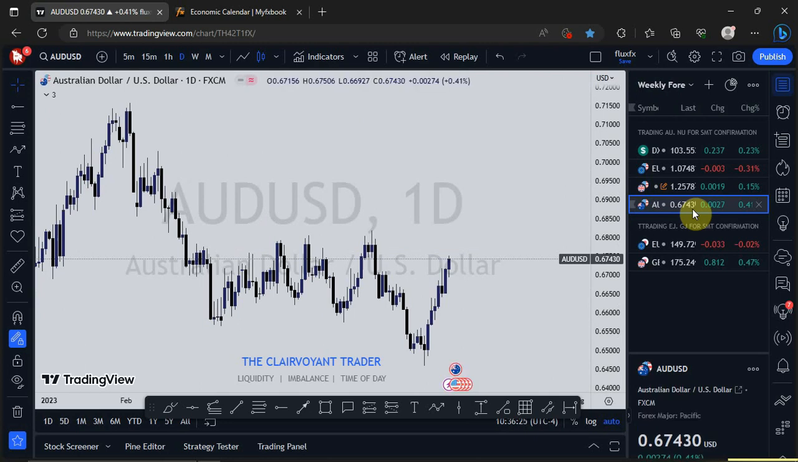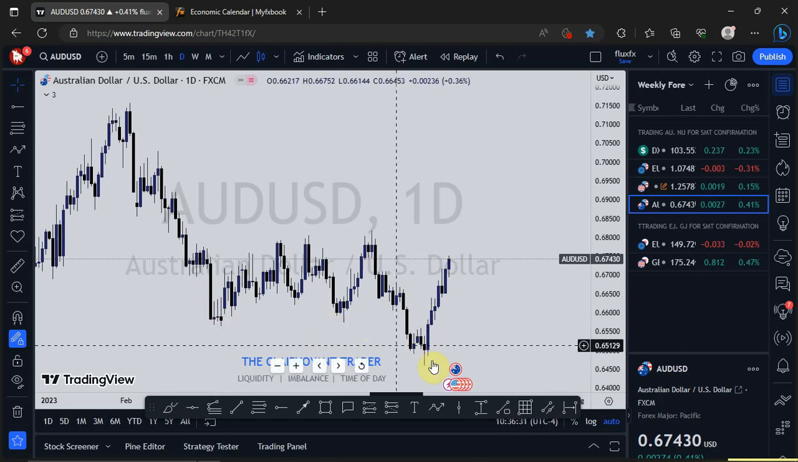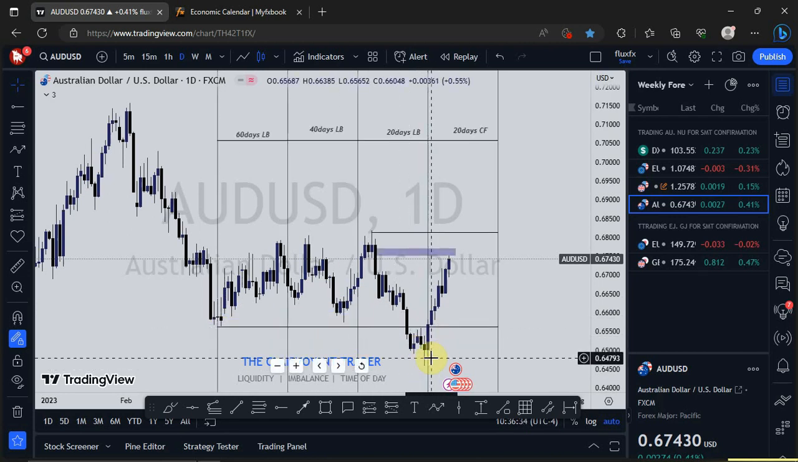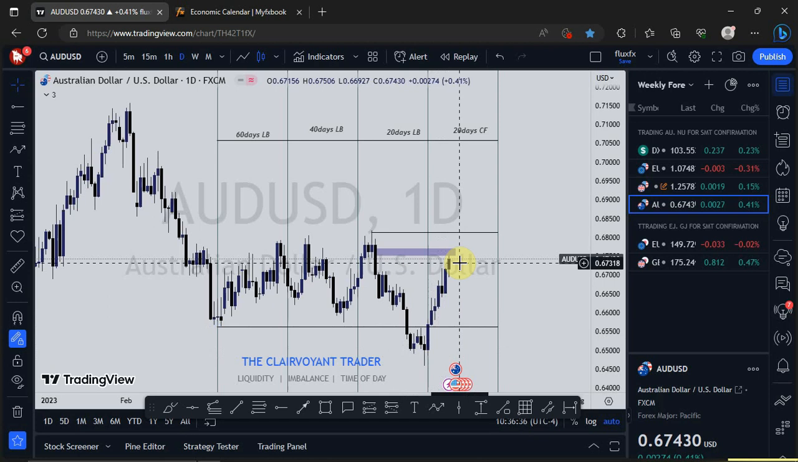So for AUDUSD, we've seen how price took out this sell side liquidity, and right after that we saw a swing low being formed. Then we saw a push to the upside. All right, yes, I called this move.